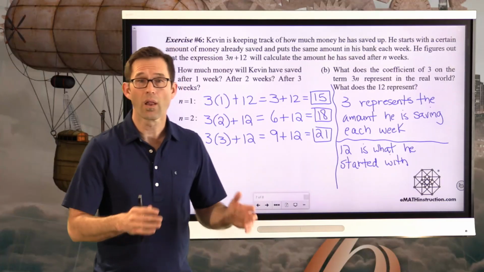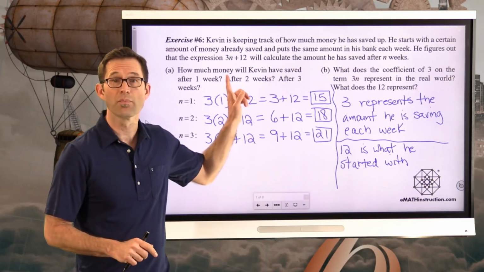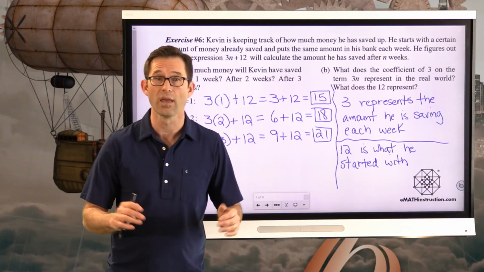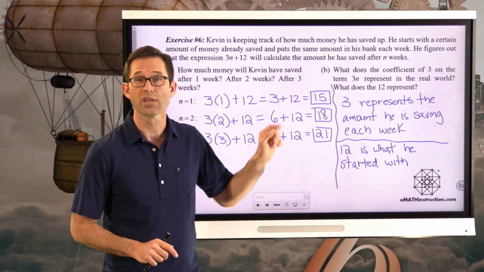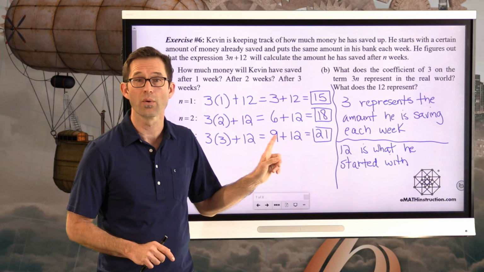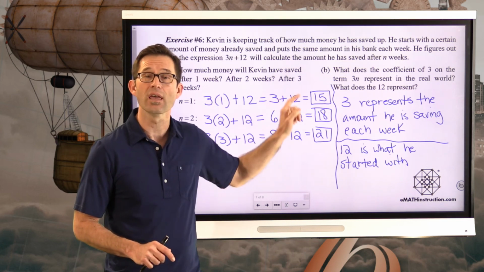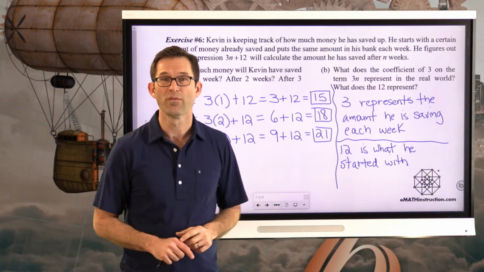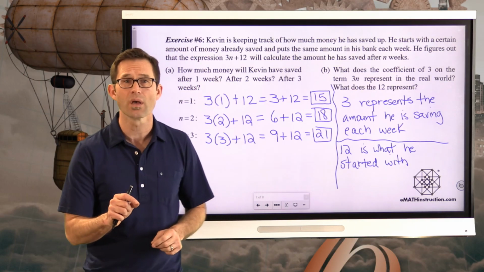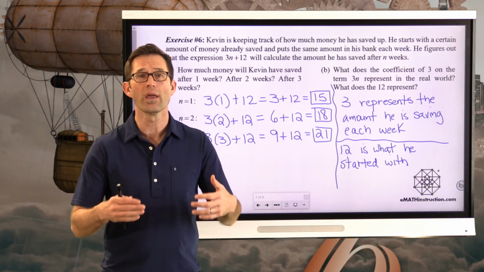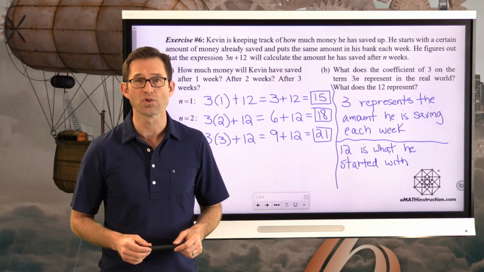He's taking $3 that he's saving each week and he's multiplying it by the number of weeks he's been saving. So after 1 week he saved 3, 2 weeks he saved 6, 3 weeks he saved 9, and then he adds that to the amount that he had saved up front, the 12. So each one of those numbers had some meaning within the greater context of this situation.